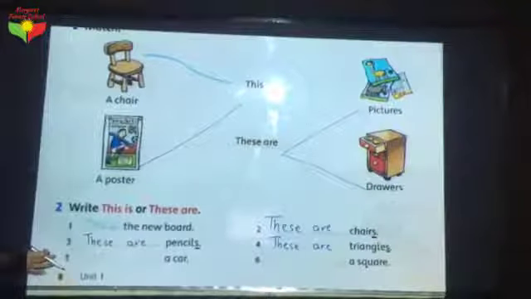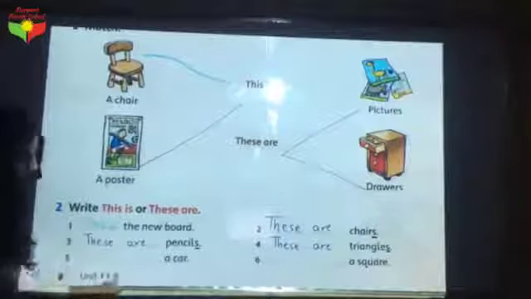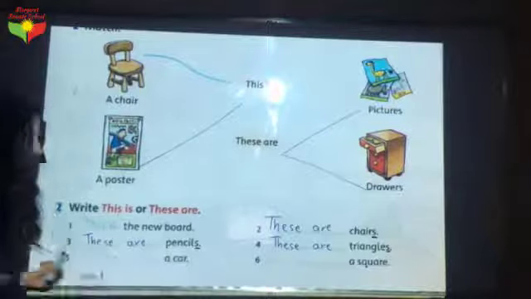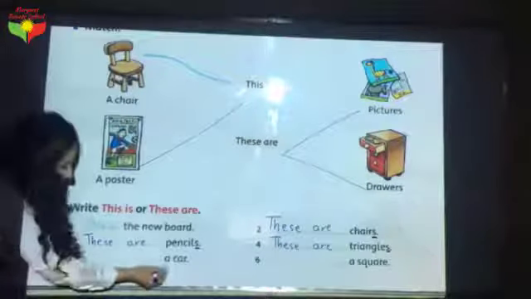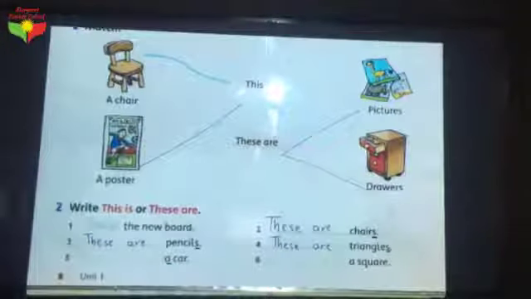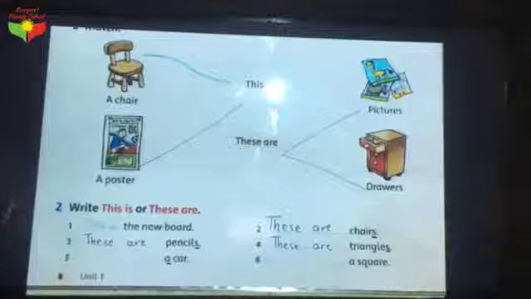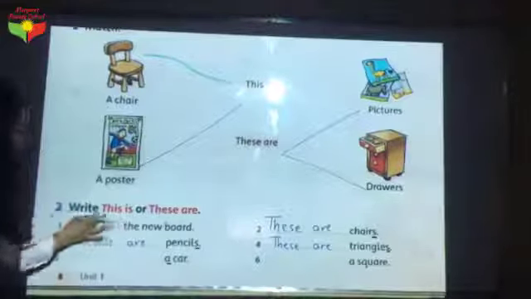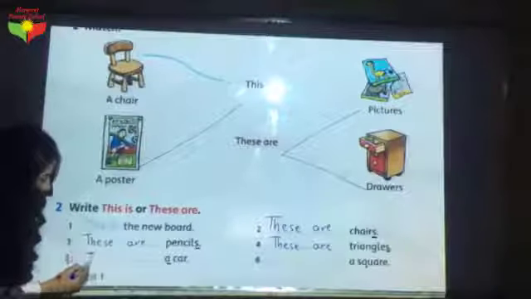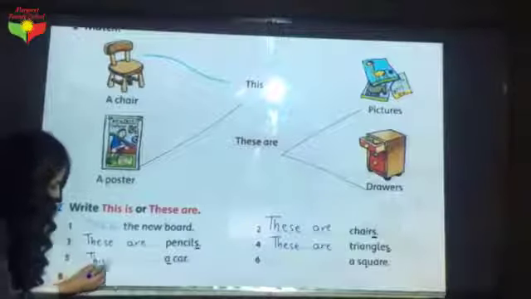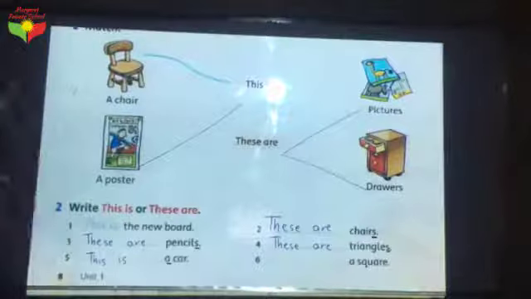The fifth one, we have a space, a car. A car, look at this article. It means that we have only one car. That is why we have to use this is. This is. Okay? Let's go to the last one.